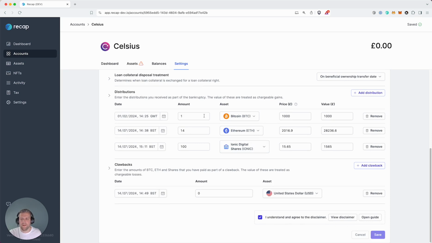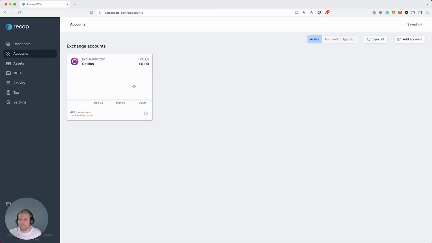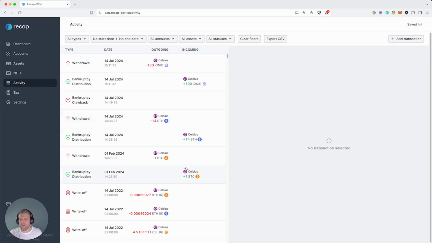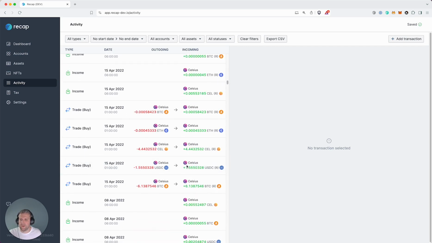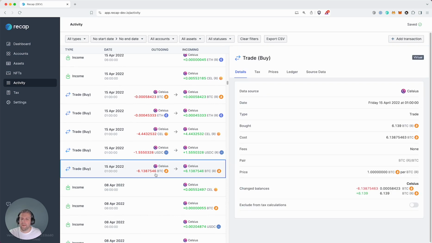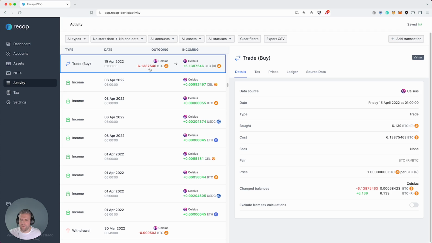Once we've done that, you can see my Celsius account has now gone to 0. Look on the accounts page. My account has been fully written off. I'm just going to quickly go through the transactions and what has happened. So the first thing that we set was the beneficial ownership change date. And we said that the 15th of April 22 was the date that was most relevant.